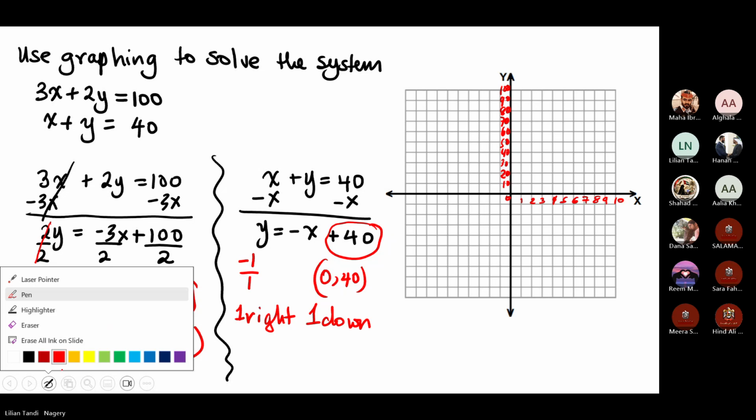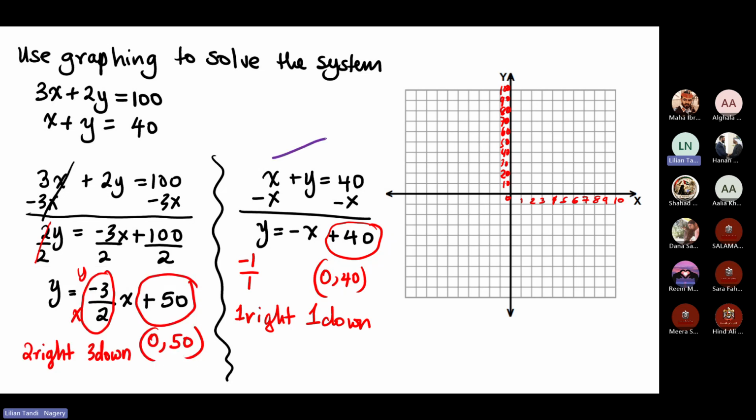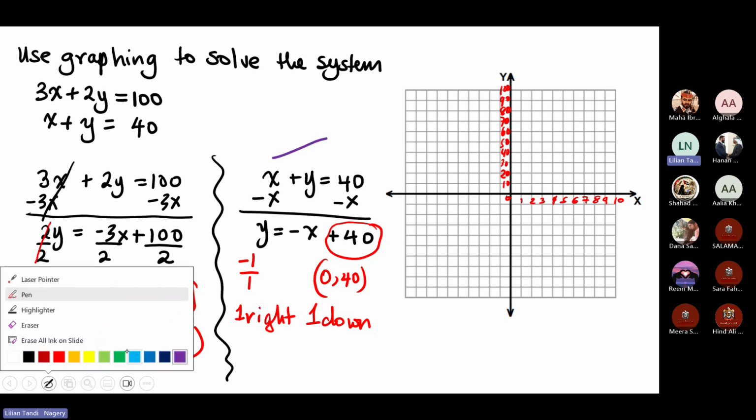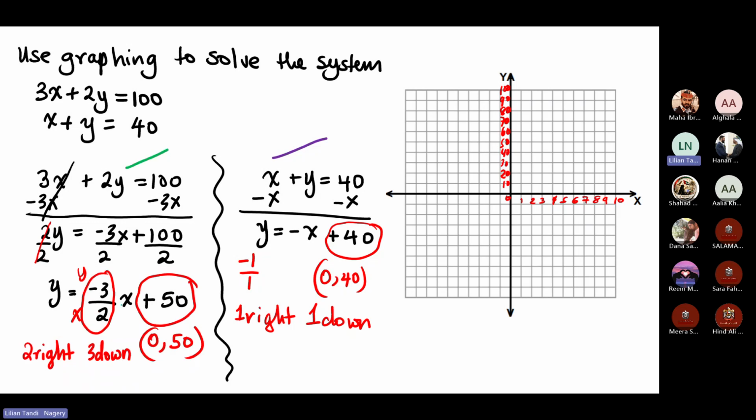Then I will choose this to be purple. I will choose this to be green. To do the green, I will go to (0, 50). (0, 50) is over here, on the y-axis at 50. 0 on x, 50 on y. Using my slope, it says 2 right, 3 down. Miss, from where, (0, 50) or the 0? The y-intercept. The y-intercept is always written (0, 50).